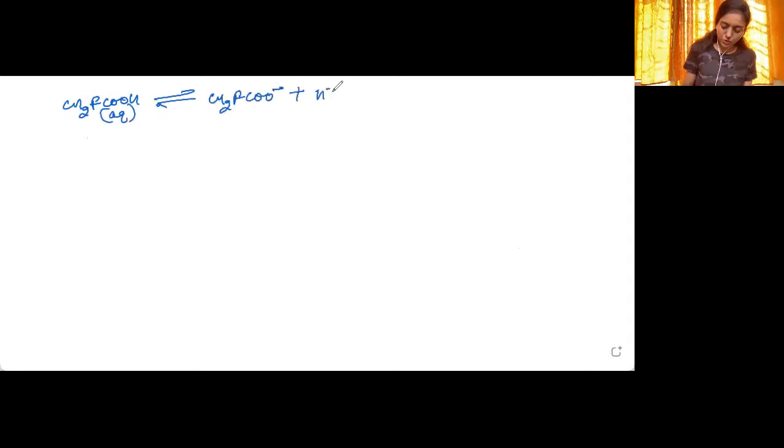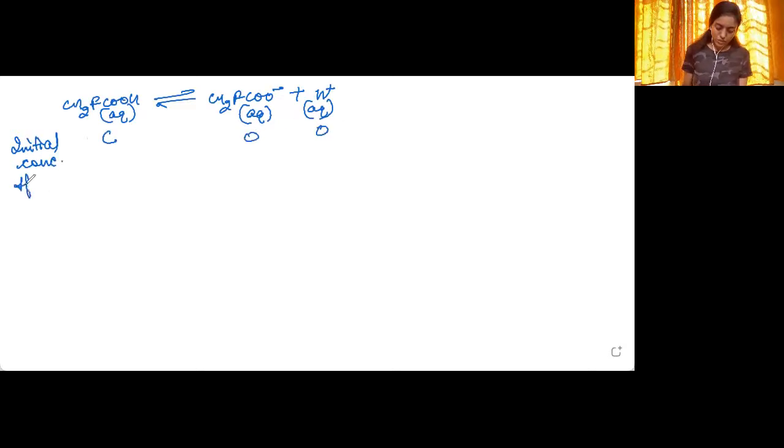Okay. So next part that we need to find out is dissociation constant of fluoroacetic acid. So CH2FCOOH, it is aqueous, gives CH2FCOO negative plus H positive. This is aqueous. This is aqueous. Okay. Now again, initial concentration. For this it is C, for this and this it is 0. After dissociation, it will be C minus C alpha. Here it is C alpha, C alpha.